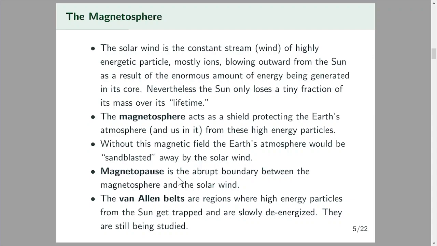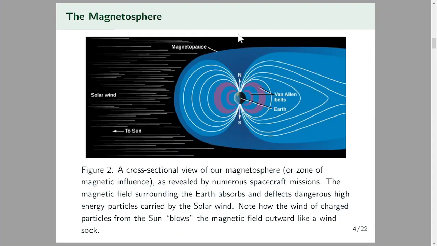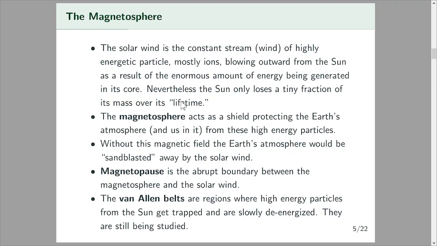The word magnetopause is just, let me page up really fast. So here it is up here. It's just the boundary of the magnetosphere. Van Allen belts are regions of highly energetic particles that get trapped. They're not too well understood, and I don't know a lot about them, except they're regions where these high energy particles get trapped inside the Earth's magnetic field in these belts around the Earth. And they're studied at various levels. They get bigger or smaller and change shape and do all kinds of things.